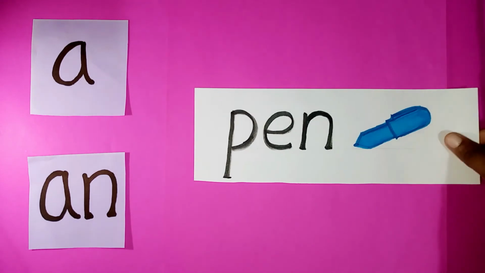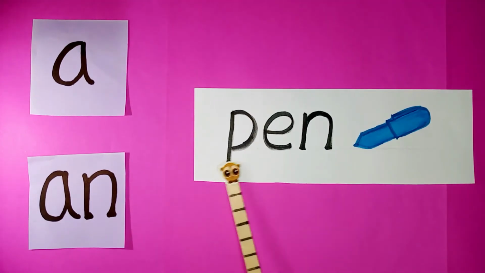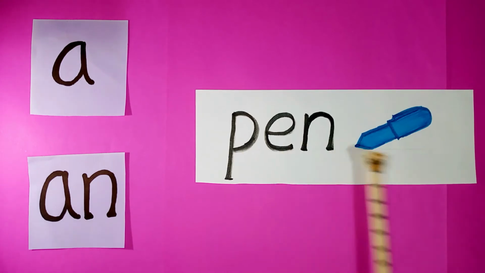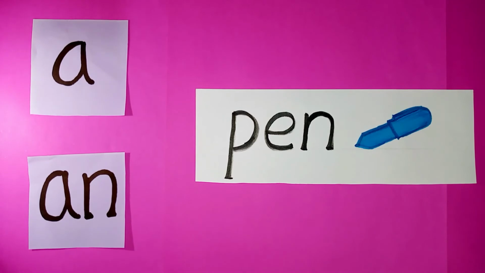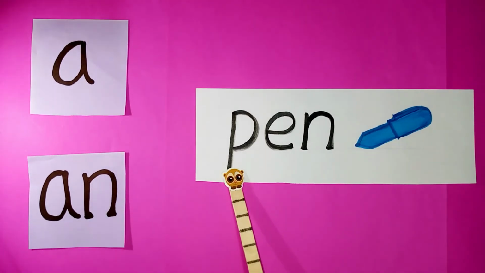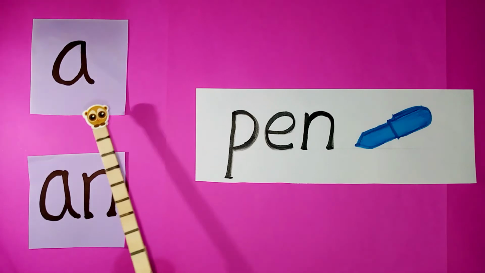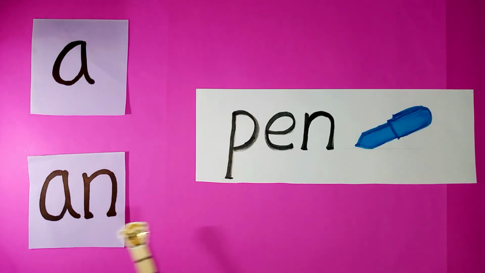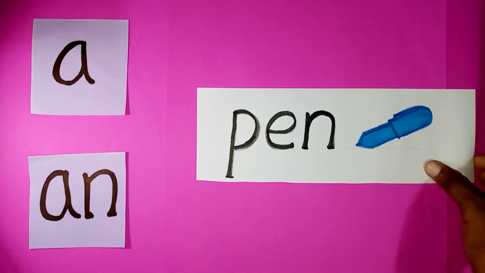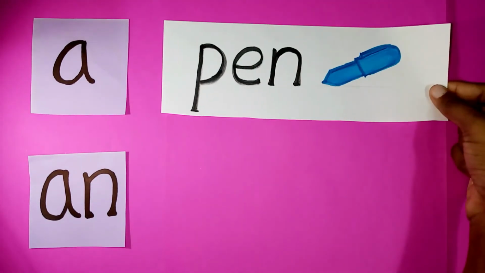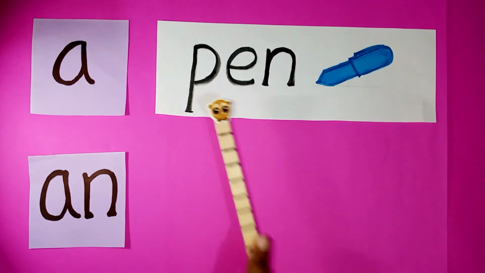Right. Can you read this word? Pen. What is the first letter of this word? P. So, which is correct? A pen or an pen? Is it a vowel or a consonant? Yes, it's a consonant. So, you have to say a pen. A pen.